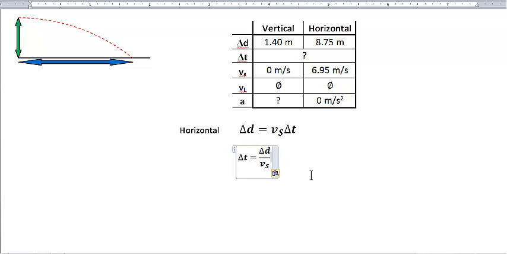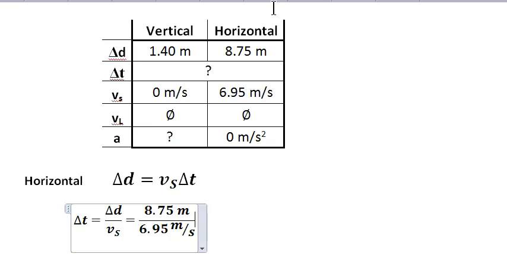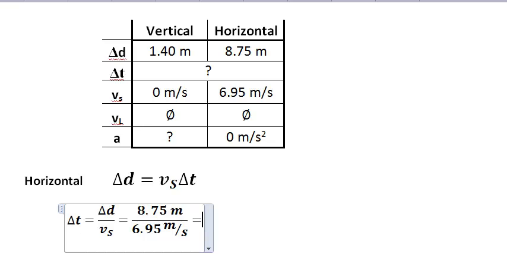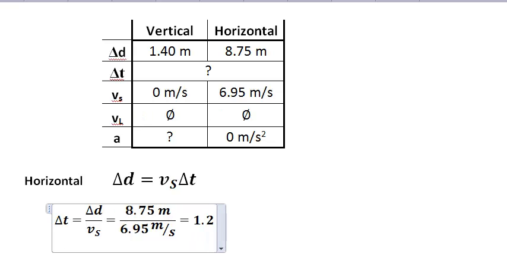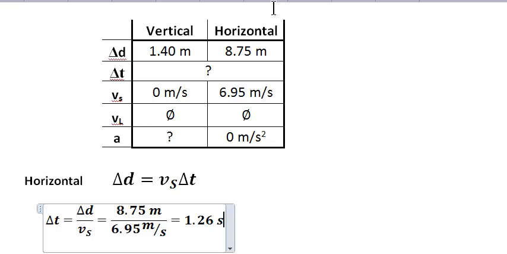And now we just simply substitute in our numbers. There's the numbers substituted in, and when I do that math, I get that it comes out to 1.26 seconds is the amount of time it takes for the rock to hit the ground. All right, let's write that in here.